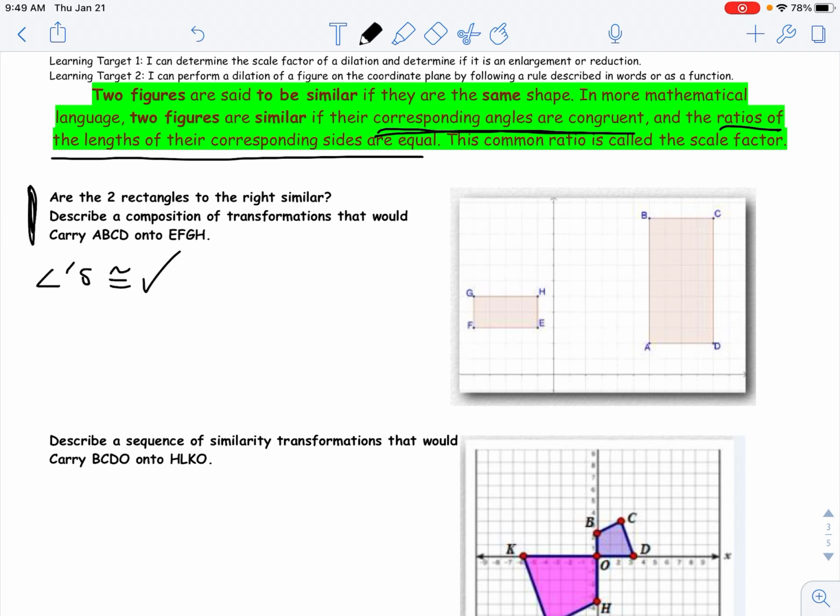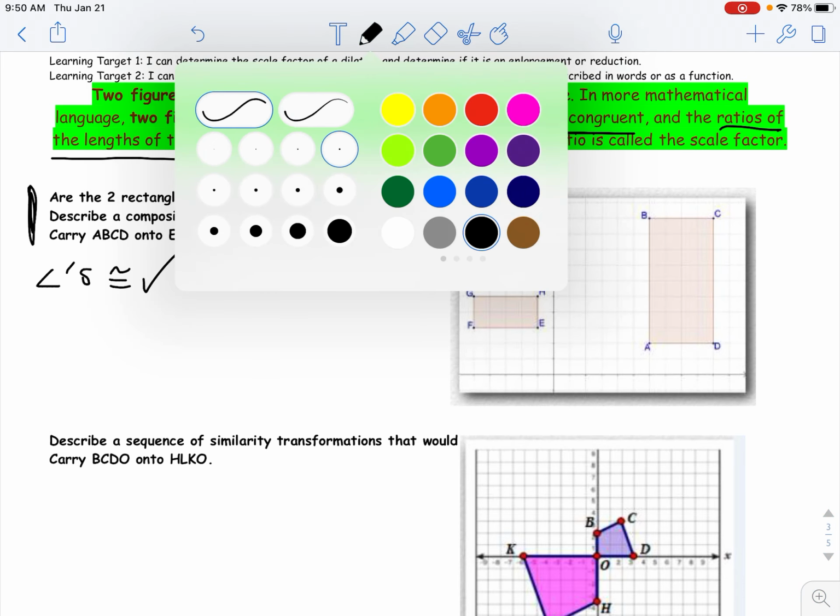That's a huge fact. I'm going to draw this and erase it, but every angle in rectangles is 90 degrees. That's something we're going to talk about more in Unit 10. So all the angles are congruent, check. Now we have to ensure side lengths are proportional. So can I do a transformation that maps one rectangle onto the next?